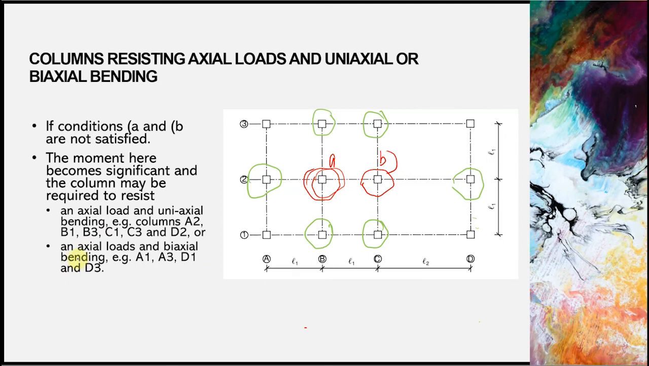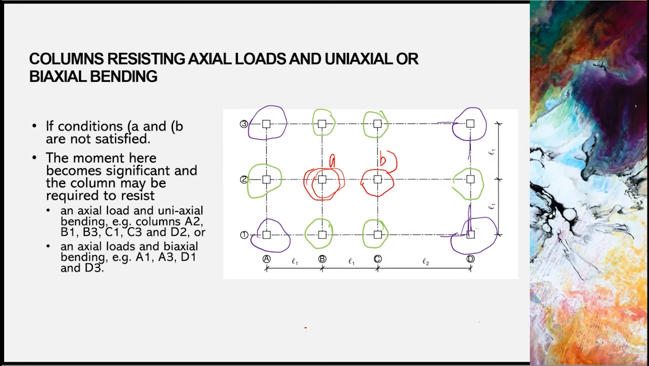And also you have another one which is, tukar color lagi. Okay. An axial load and biaxial bending which is A1, A3, D1 and D3. So if you see this one, dia ada axial load juga. Okay, tapi it is biaxial bending. Maksudnya ada 2 axis lain untuk bending. Okay, dia kena resist bending moment. Okay, so this is 3 categories.